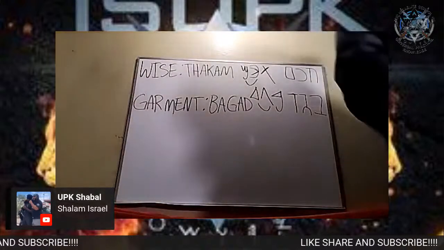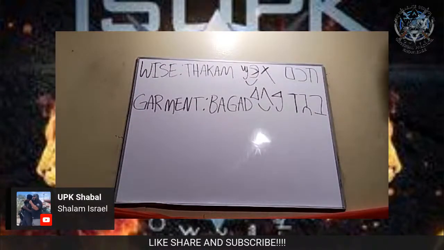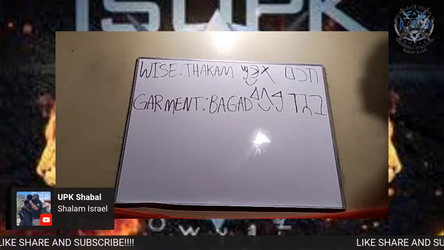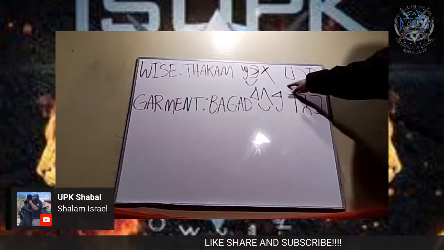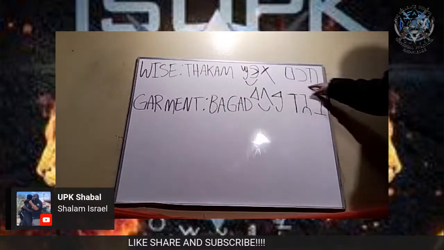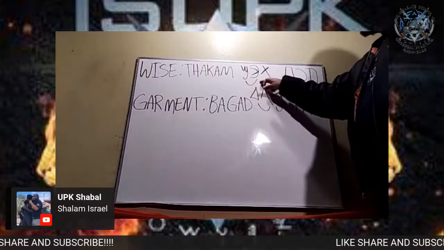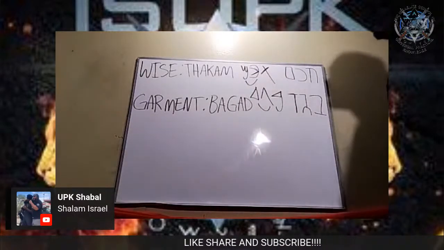Okay, next we have wise, which is thakam in the Lashawan Qadash or the Holy Tongue. Thakam, all right? You have your fa, ka, and ma characters. This is the Assyrian Hebrew spelling for thakam or wise. Ancient Hebrew over here. Thakam, the ka and ma characters connect at the end of that word, all right?